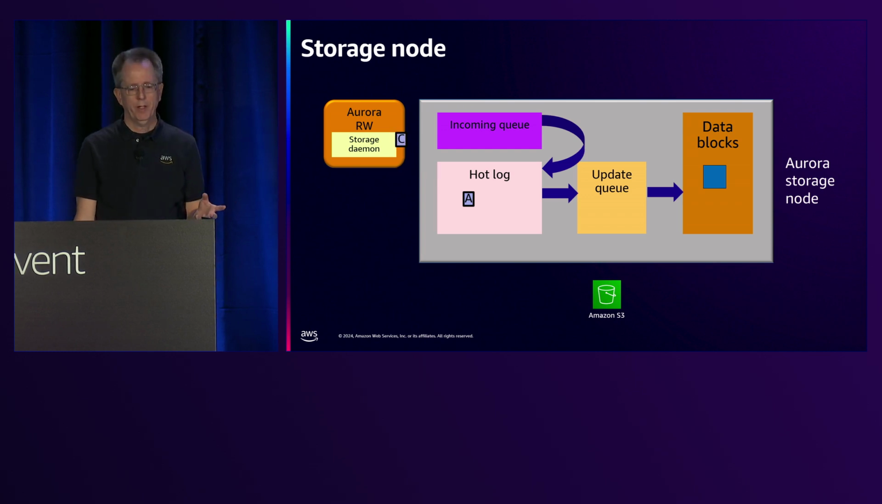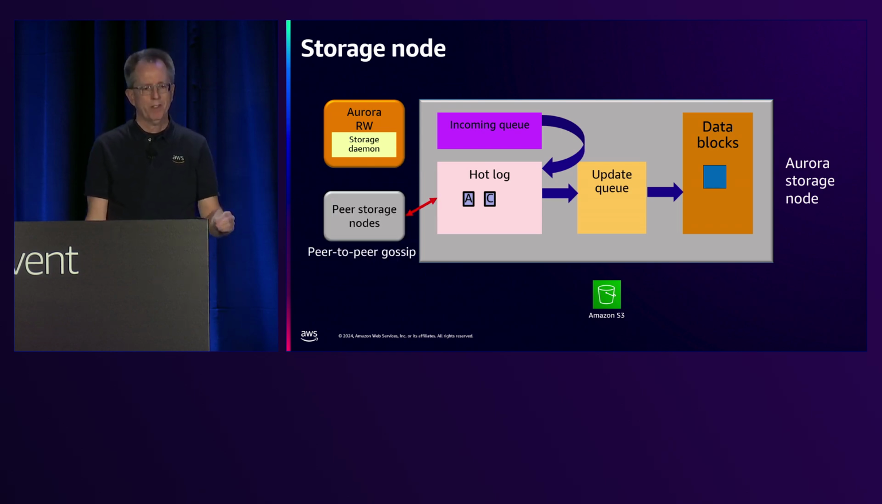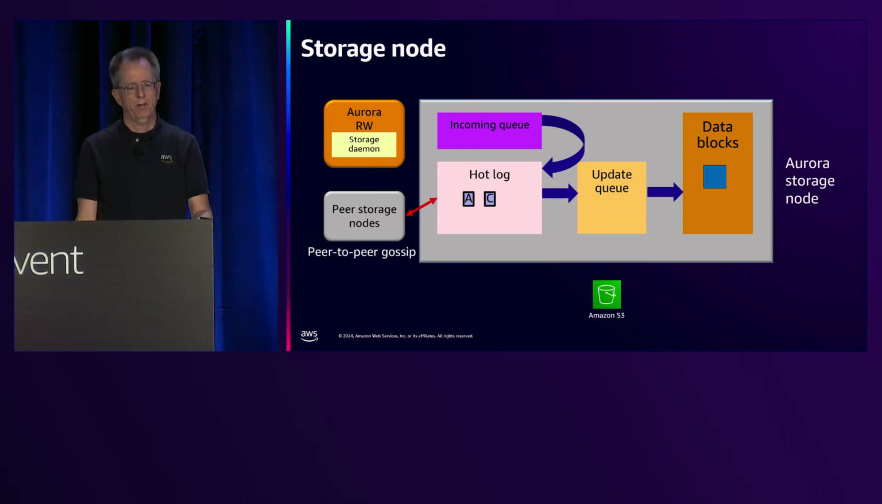So we get another write come in, C. It comes into the incoming queue, goes to the hot log. Great, we get our ack back. But we noticed that we missed B. So this is where our repair comes in. The peer node can actually send us the B change.